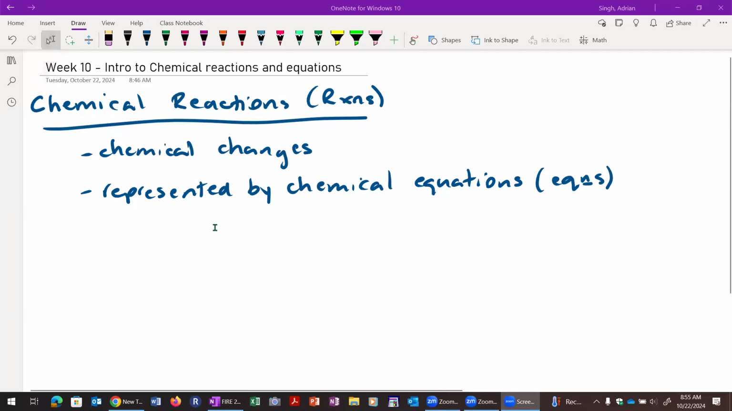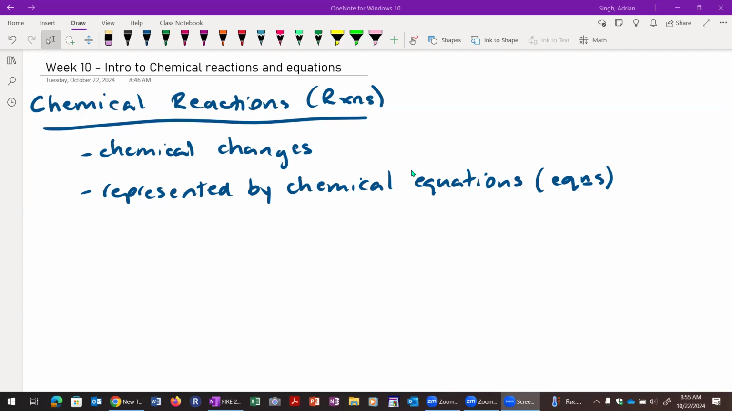All right, so now that we have an idea of how to write and interpret chemical formulas for different substances, ionic and covalent, we're going to put all that into practice now and incorporate them into probably one of the more fundamental and important concepts in chemistry, which is the idea of chemical reactions and then chemical equations, which are used to represent those reactions. So when we talk about chemical reactions, those are nothing more than chemical changes, and we can represent them by using chemical equations.